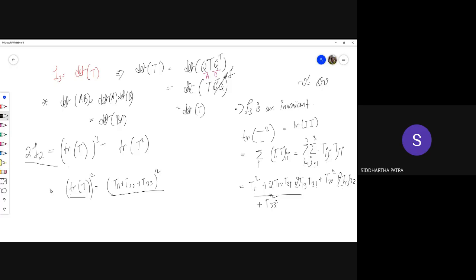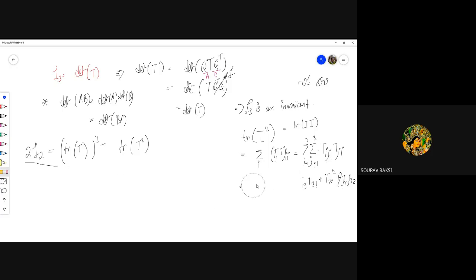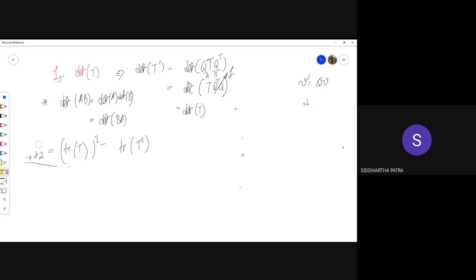Which basically means, is it turning out to be true for everyone? Yes, sir. Okay. So the point is that this is the expression for I2, this whole thing divided by 2. So this is I2 of t. Now try to get I2 of t prime.